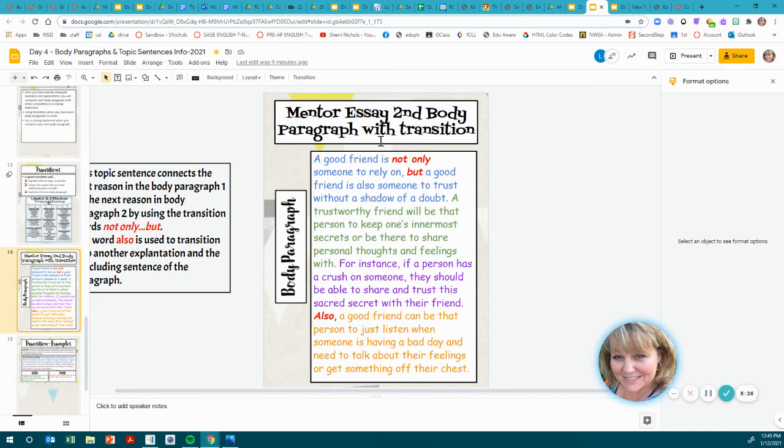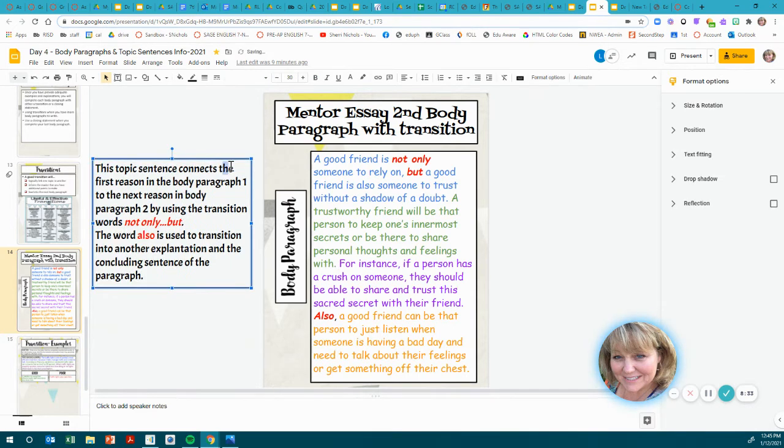And then your mentor essay, second body paragraph with transition. So it says over here that this topic sentence connects the first reason in body paragraph 1 to the next reason in body paragraph 2 by using the transition words "not only" and "but." The word "also" is used to transition into another explanation and the concluding sentence in the paragraph. So you say, a good friend is not only someone to rely on, but a good friend is also someone to trust, without a shadow of a doubt.